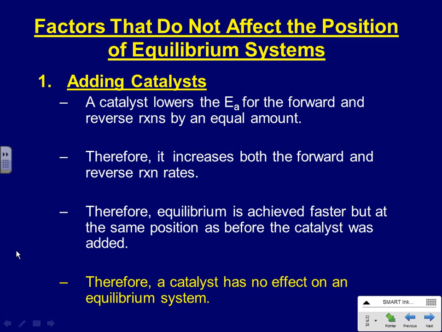So if you were to add a catalyst to a system that was at equilibrium, it wouldn't do anything. That dynamic equilibrium would now run a little faster, but it wouldn't affect that ratio of concentration of reactants to products. No effect.